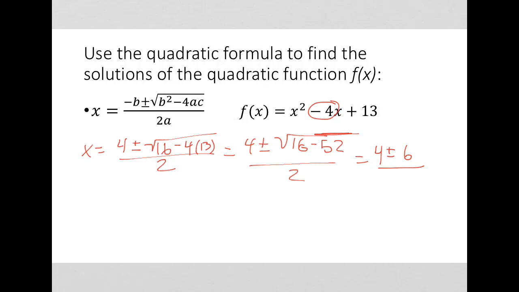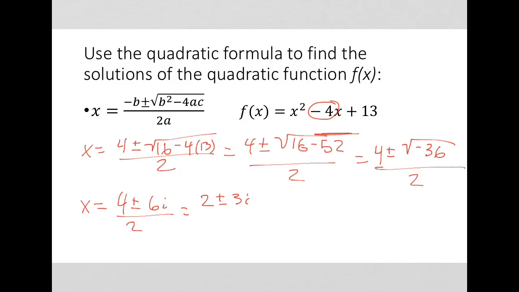And, oh, I'm messing up my mind, my bad. Let's do that mental jaunt real quick. I did 52 minus 16, but the problem says 16 minus 52. 52 minus 16 is the opposite of 16 minus 52. So when I got 36, really, I'm dealing with negative 36. Otherwise, this problem doesn't really make sense in this context. So that's going to be 4 plus or minus, instead of 6, I'm going to have 6i all over 2. And I can simplify that to 2 plus or minus 3i, and that is it.